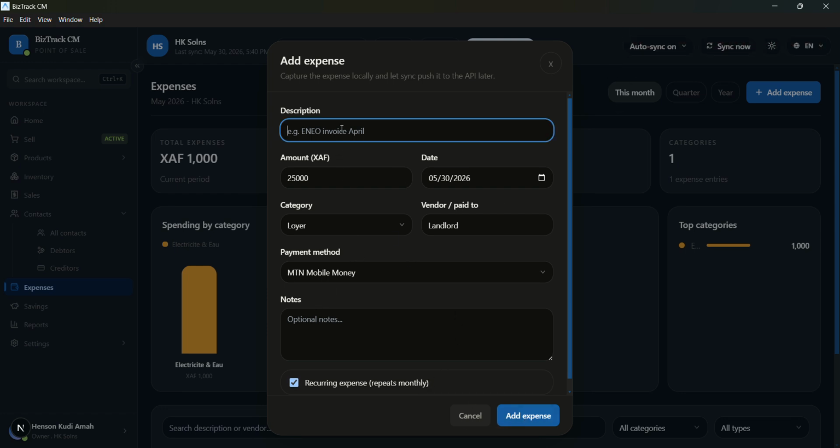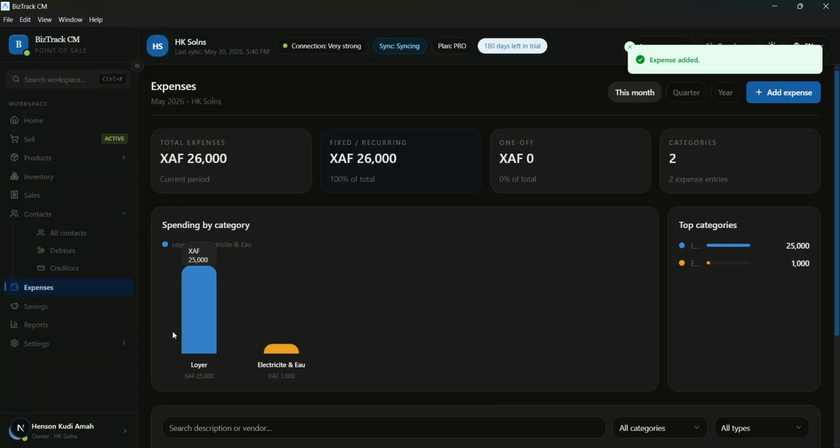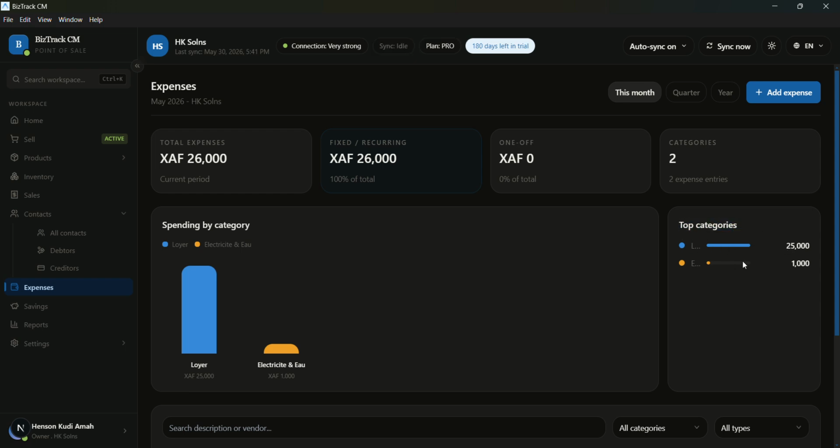Oh, we need to add a description for this expense. Let's call it May rent, and submit. See, so this chart will show us how much we are spending on each expense, and then on the right we have top categories. What are the categories that we are actually spending so much money on? In our case, we are spending so much money on rent. That's 25,000, based on what we have recorded.